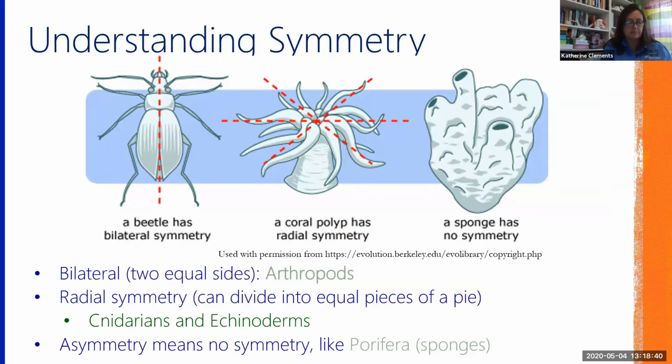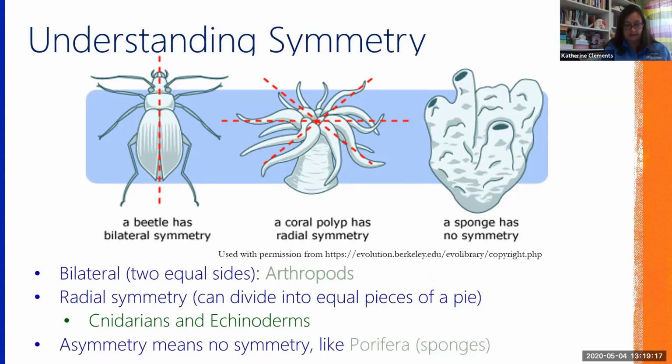Symmetry means sameness or having equal parts. On the left hand of your slide, you see a beetle. Beetles have bilateral symmetry. Human beings also have bilateral symmetry. If you could draw a line from our head right down our bodies in between our feet to the floor, our right side pretty much looks exactly like our left side. Bi means 2 and lateral means side.